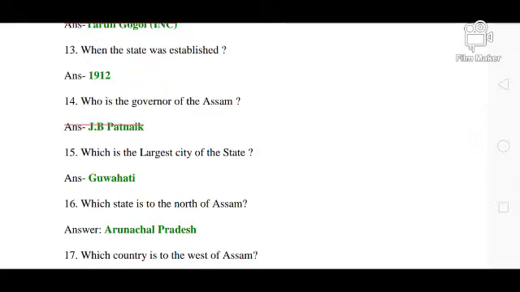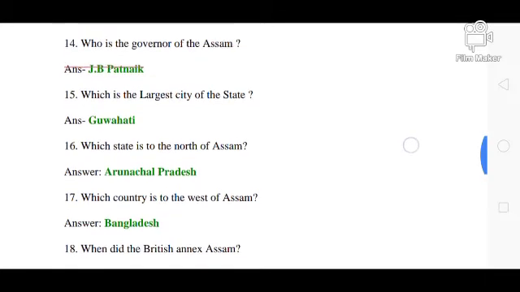The correct answer is 1912. Next, who is the present governor of Assam?